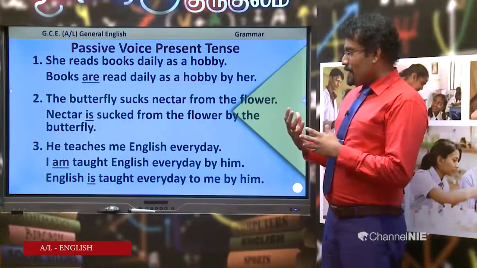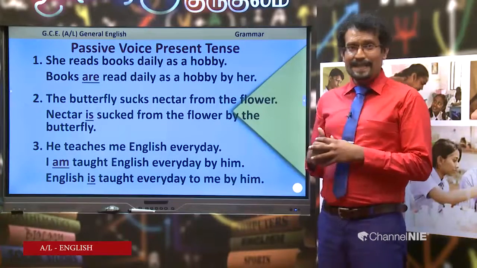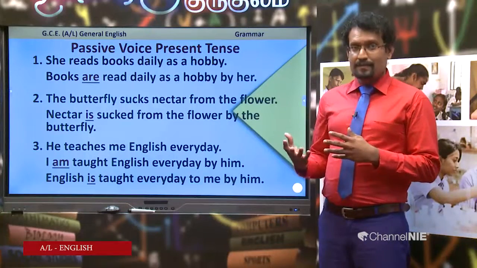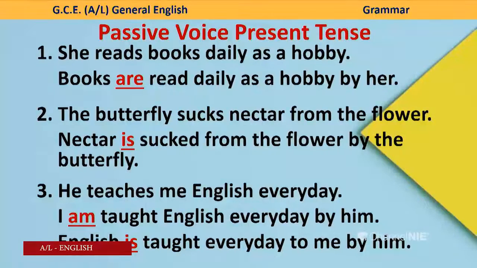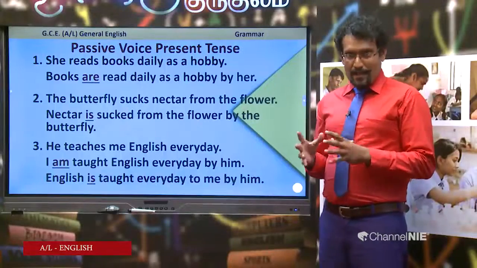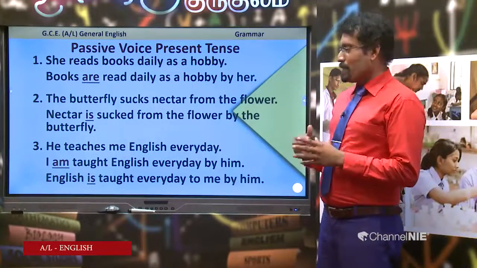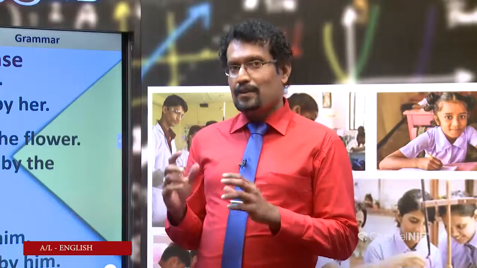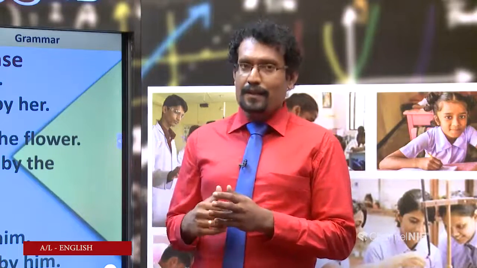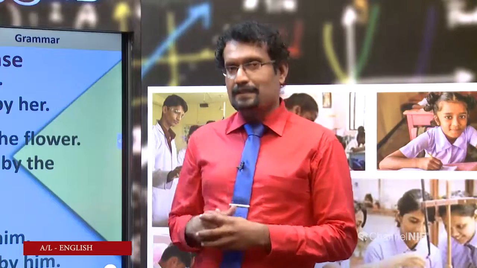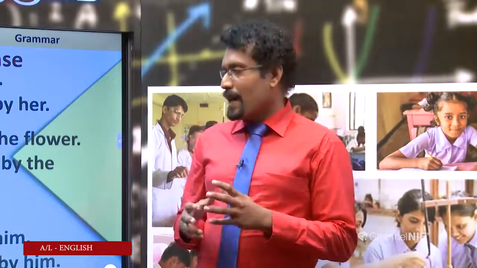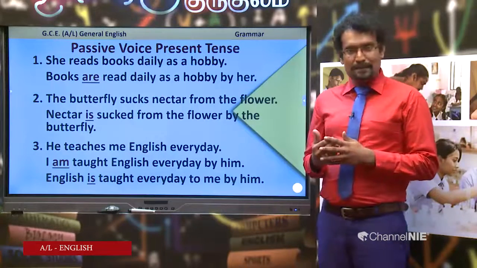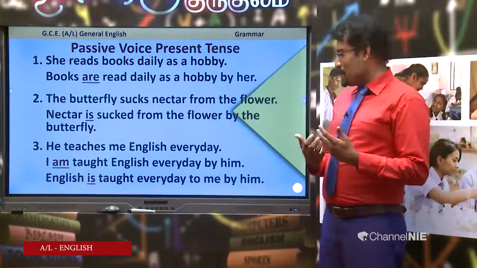So, if we take me as the object, when we turn that sentence into passive, it becomes I. I am taught English. I am taught English every day by him. If we take English, English is taught every day to me by him. So, English is the direct object and me is the indirect object. When you turn that sentence into passive, you can take either me or English. He teaches me English every day. I am taught English every day by him. English is taught every day to me by him.